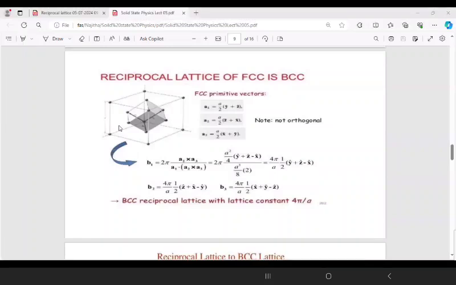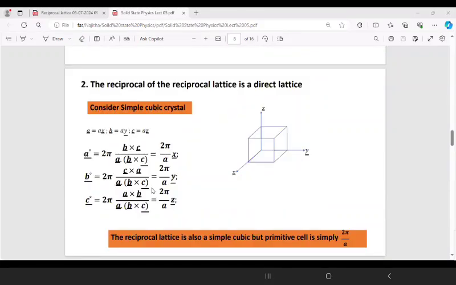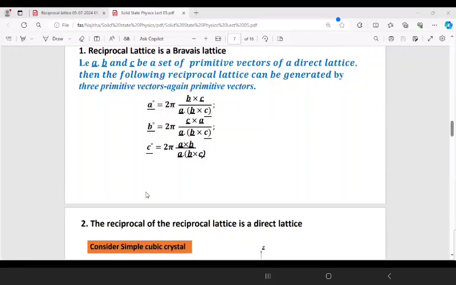In my last lecture, I started to discuss reciprocal lattice vectors. So we discussed some questions. Today also we will discuss some questions, and you have to do the questions and send me the answers via WhatsApp. Okay.